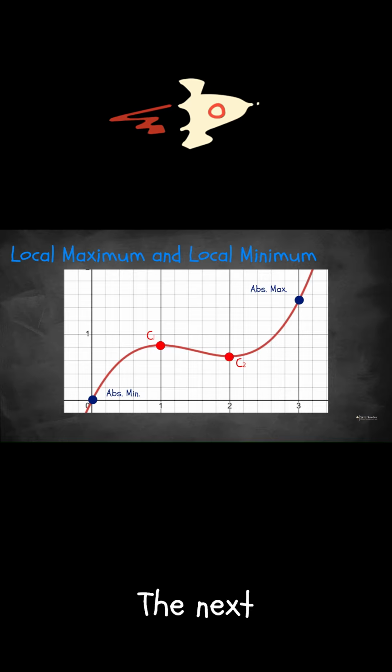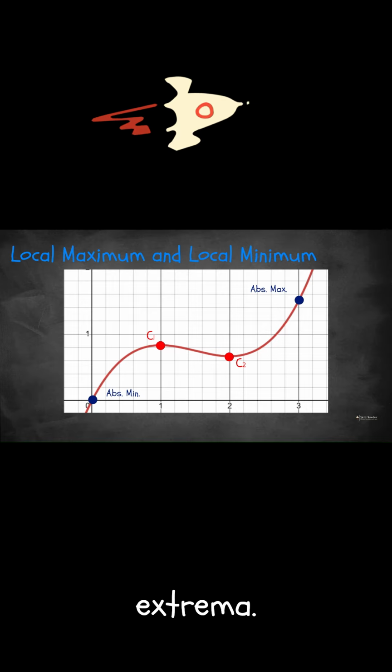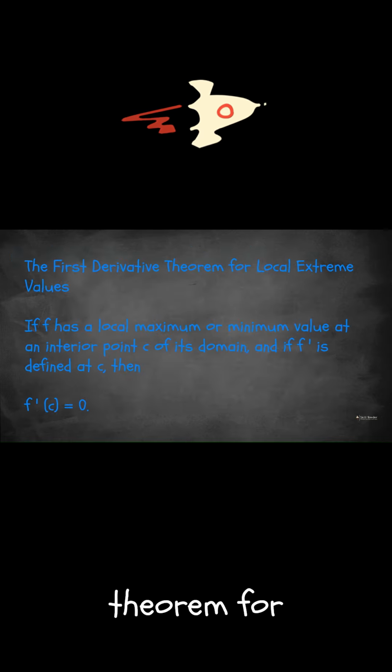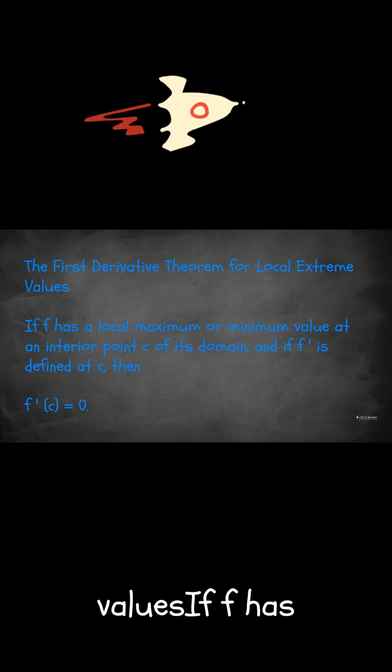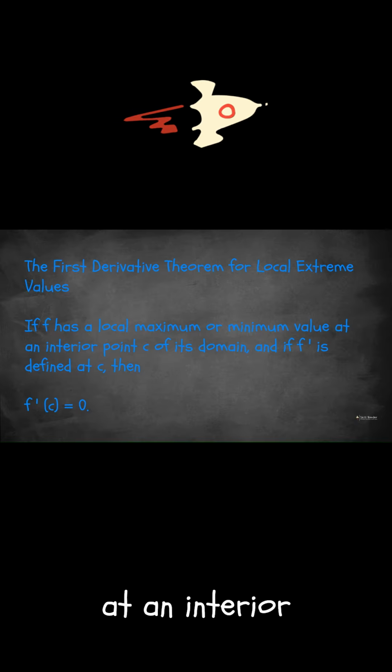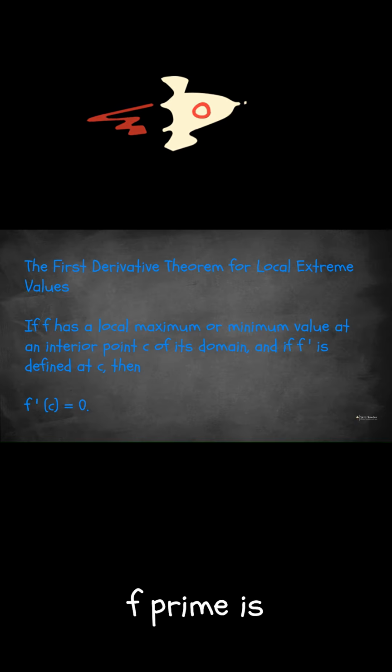The next theorem explains why we usually need to investigate only a few values to find a function's extrema. The first derivative theorem for local extreme values. If f has a local maximum or minimum value at an interior point c of its domain, and if f prime is defined at c, then f prime of c equals 0.